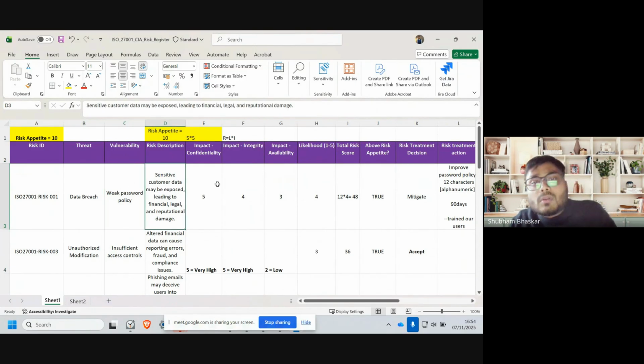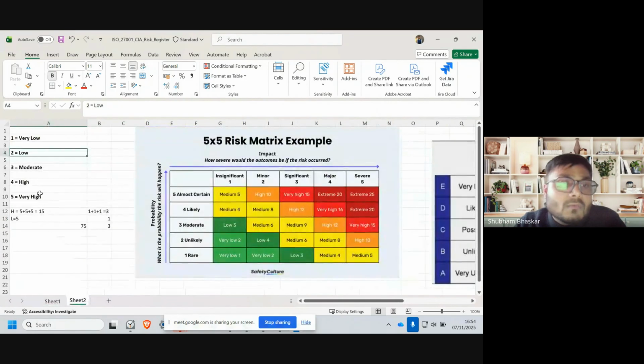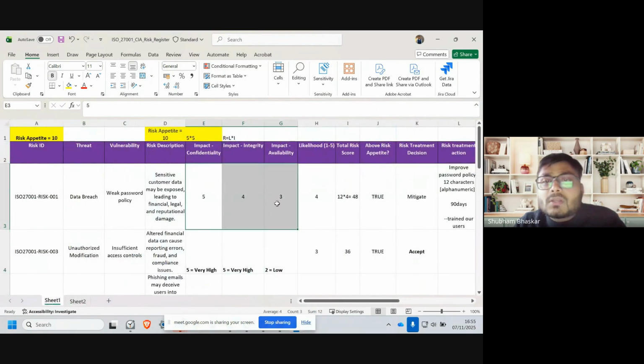So you ask them only, what do you think will be the impact if this data breach happens to the confidentiality of the data? Will it be very high? Will it be high? Will it be moderate? Will it be too low or very low? On a scale of 1 to 5, you ask them a question. What do you think the impact is going to be? So whatever data they say, you enter it here. Same goes for likelihood. At the end of the day, you calculate the risk score and then you tell them that, look, see, the risk that has come up is above our risk appetite.